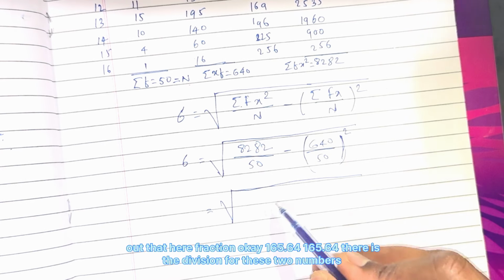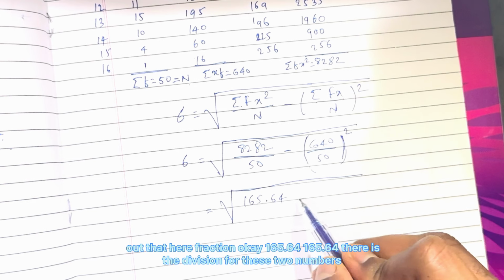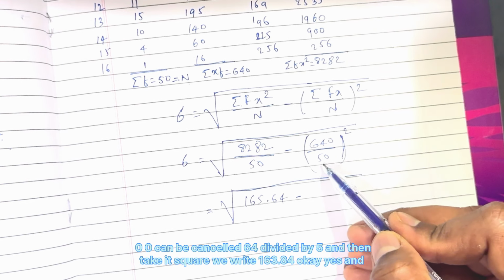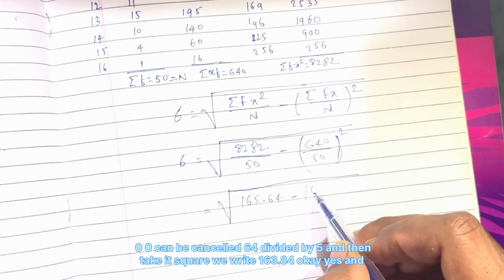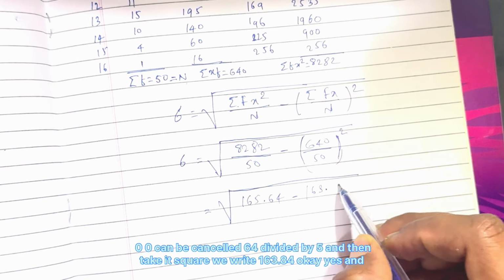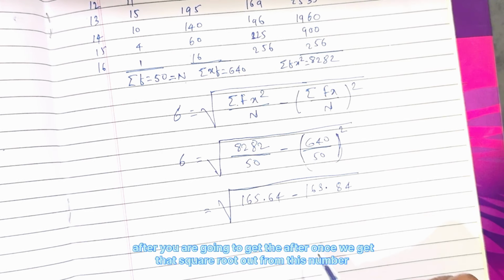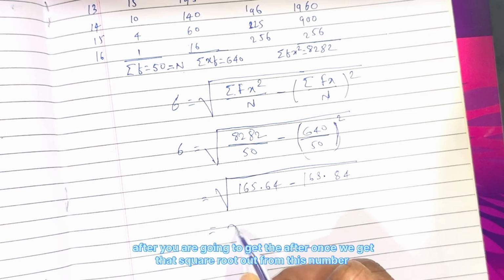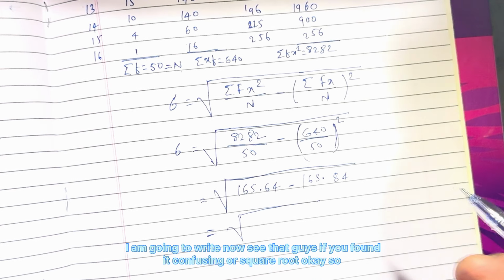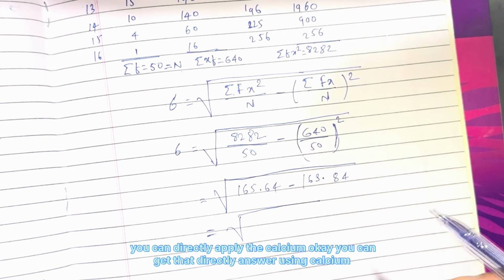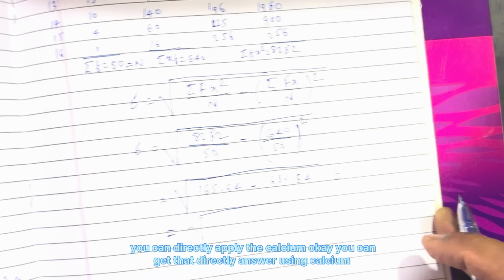Okay, 165.64. There is the division for these two numbers. The 0 can be cancelled. 64 divided by 5, and then take its square. We write 163.84. Once we take the square root of this number, I'm going to write it. Now see that, guys, if you find the square root confusing, you can directly apply the calculator. You can get the answer directly using the calculator.